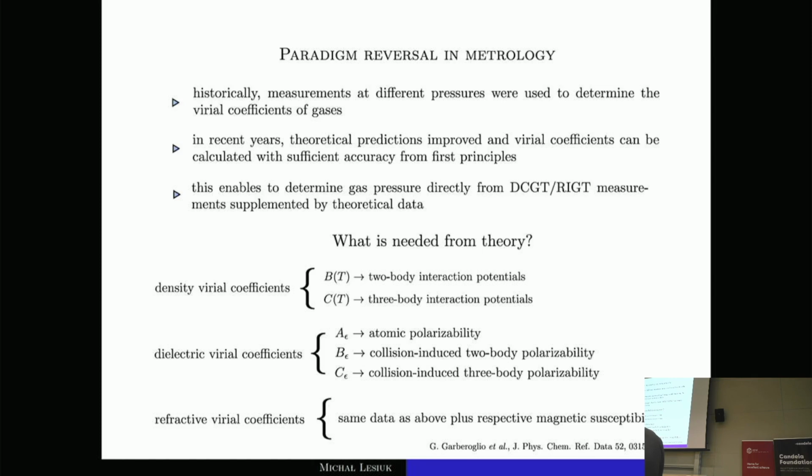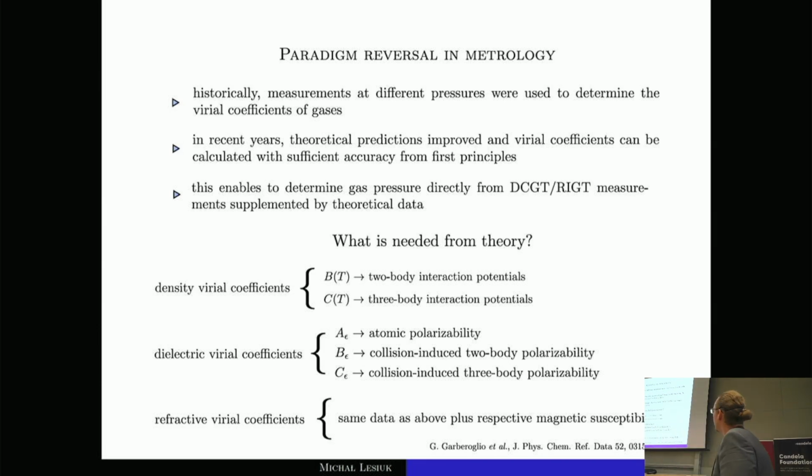In recent years, theory has improved to a degree which enables first principle calculation of these dielectric or virial coefficients, and then you don't have to measure them anymore. You can just measure the capacity and directly generate the gas pressure. With just one measurement, you can find the pressure of a gas.